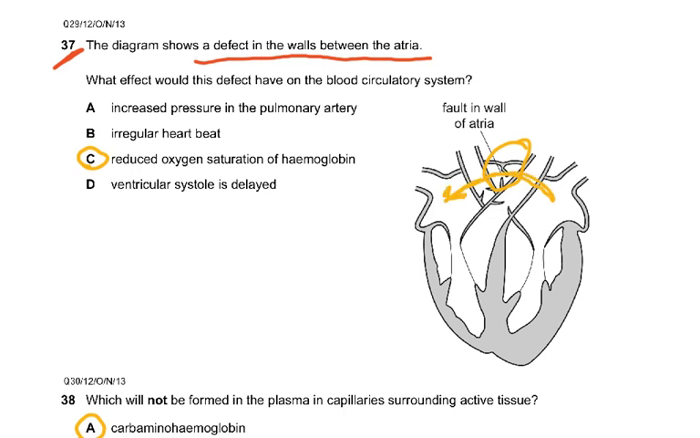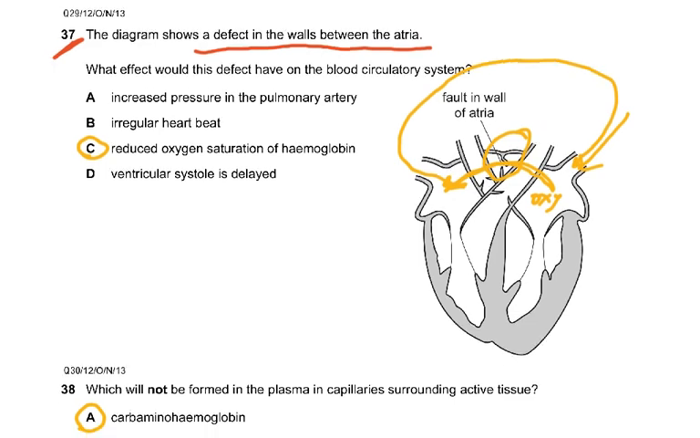The pulmonary vein is bringing oxygenated blood from the lungs, so this is oxygenated blood, and it will go here. And this will go again to the lungs and then come back again. But then the blood going into the aorta will be less oxygenated. So reduced oxygen saturation of hemoglobin.